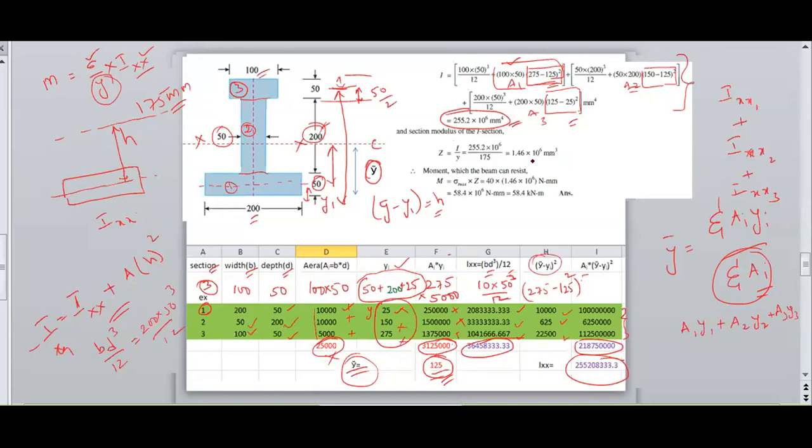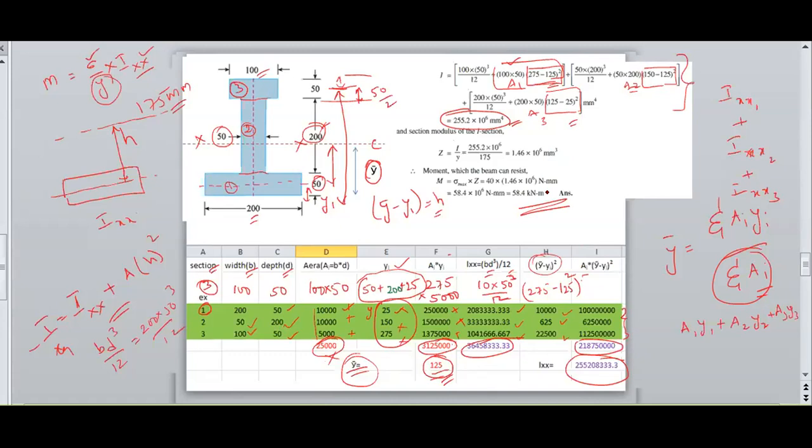So substituting all the values, I need to find out the bending moment. With this, I am concluding the section. I need to find out the bending moment of this cross section of a beam.